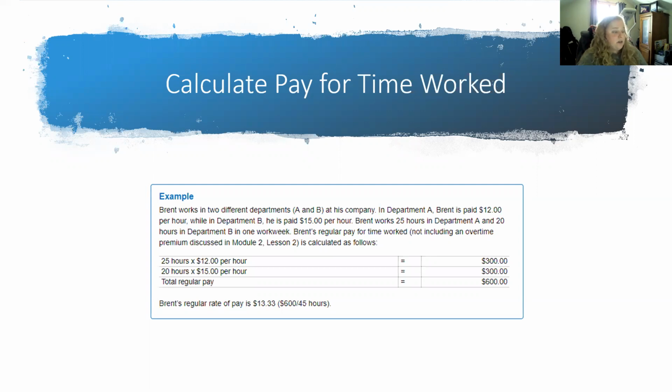And so 600 divided by the total hours that he worked in both departments, 45 hours, is $13.33. So for this particular pay period or work week, his regular rate of pay was $13.33. So any overtime that is calculated for that week has to be calculated on 1.5 of that regular rate of pay.